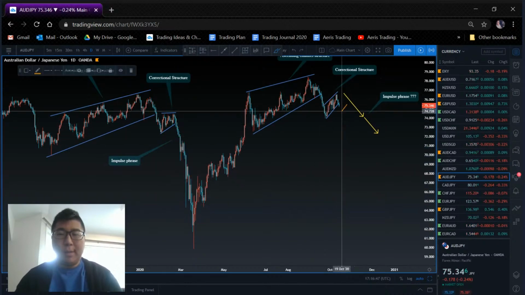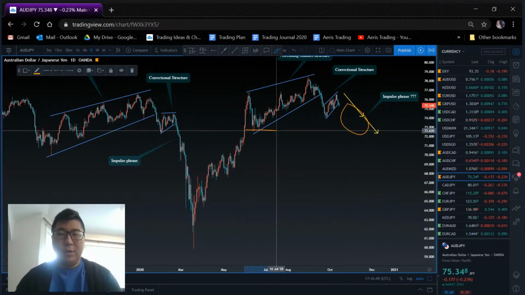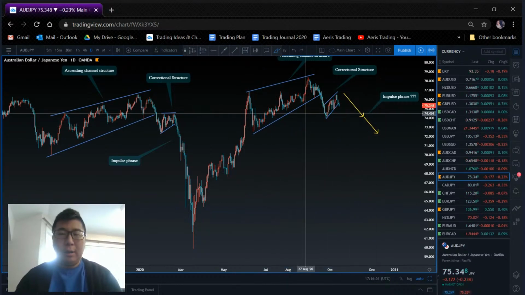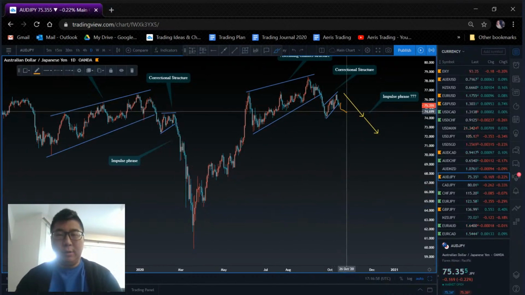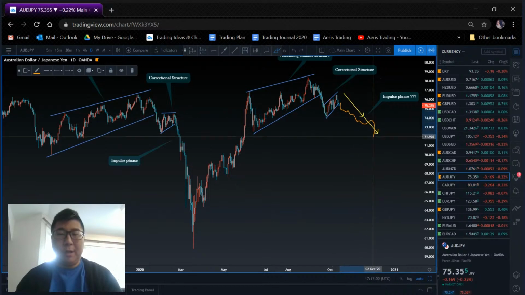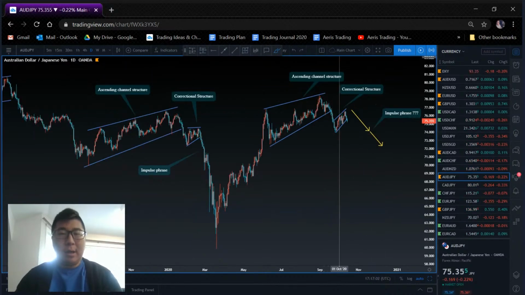I do expect an impulse out of this, even just to the lows here, and certainly it won't be as impulsive as in COVID, in my opinion, right? It could just slowly trickle back down, but it's still an impulse nevertheless. That is kind of how I see this.